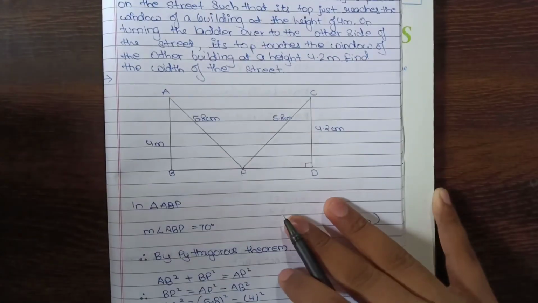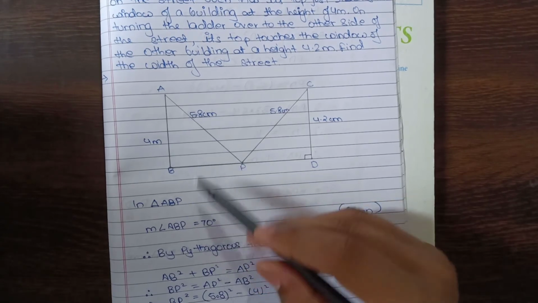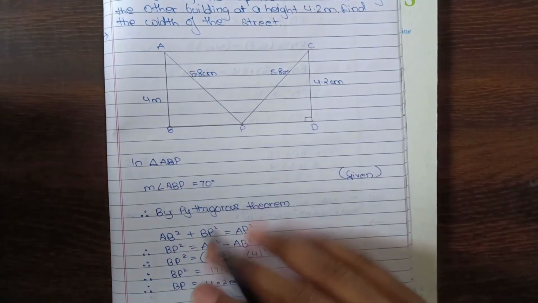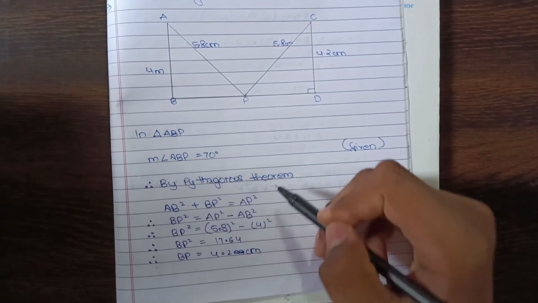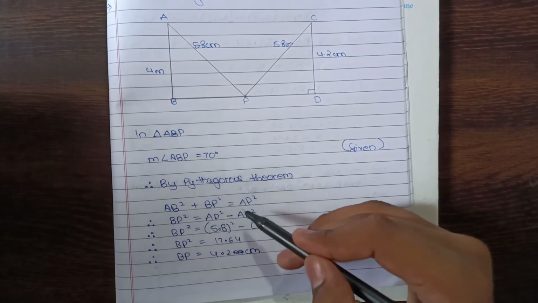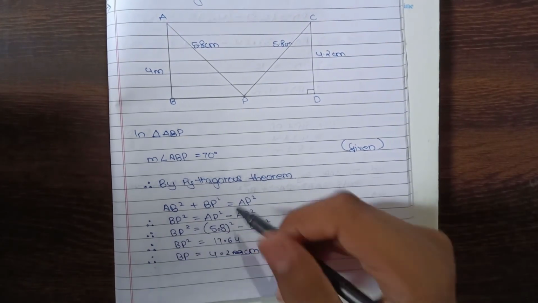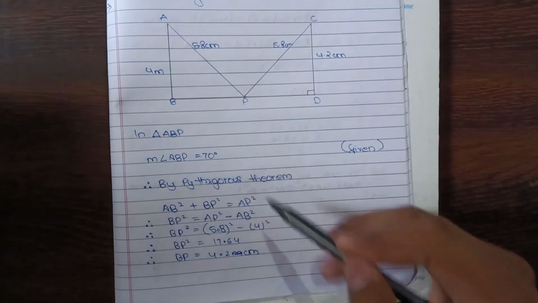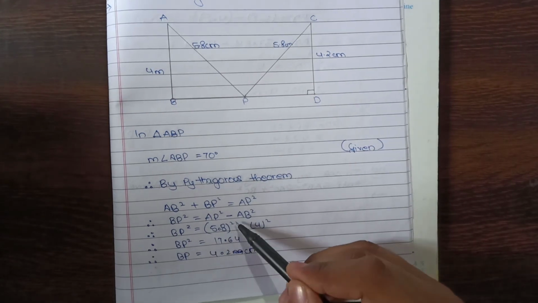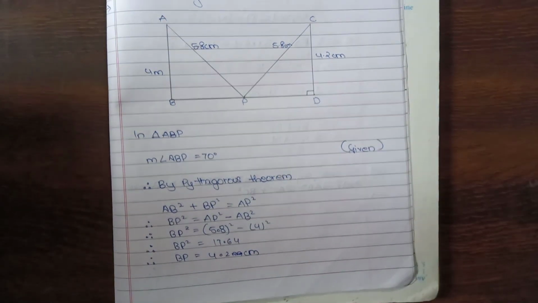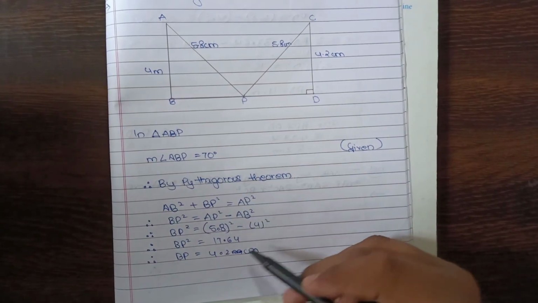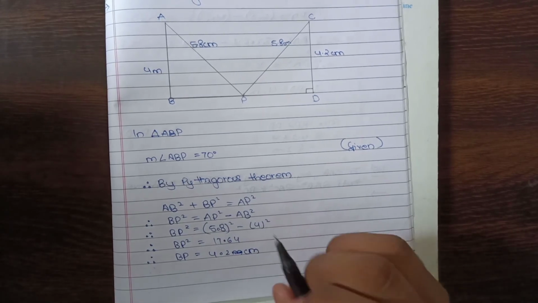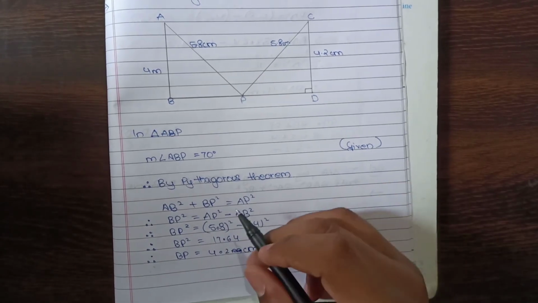Now what we'll do is, in triangle ABP, measure angle ABP equals 90 degrees. We'll apply the Pythagoras theorem and get the answer. So AB square plus BP square equals AP square. Therefore BP square equals AP square minus AB square, which is 5.8 square minus 4 square. Therefore BP square equals 33.64 minus 16, which is 17.64. Therefore BP equals 4.2 meters, as we'll find its square root.